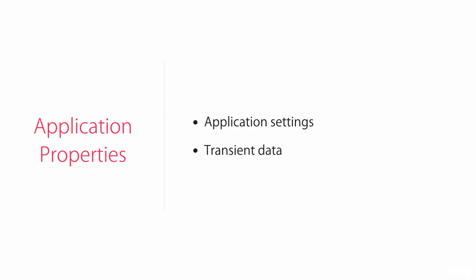Let's say you're building a messaging application. So the user might be in the middle of typing something, and before saving the data, the application crashes. When they come back to the application, they will be really disappointed if the data is lost. So this is what we call transient data, data that is not persisted yet. We can use application properties to store transient data.